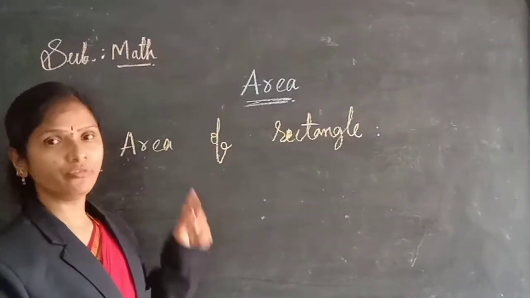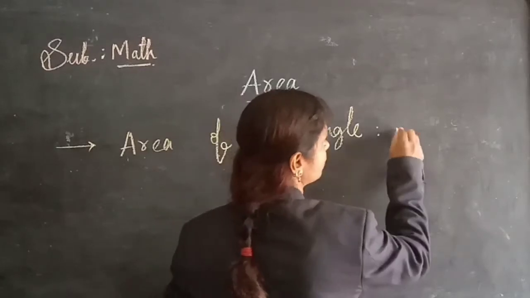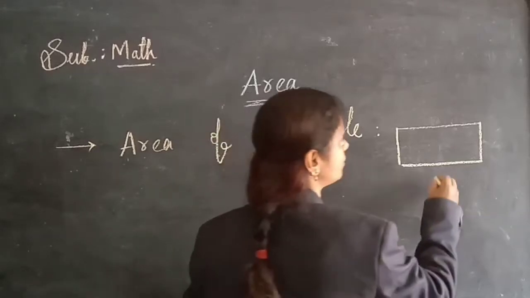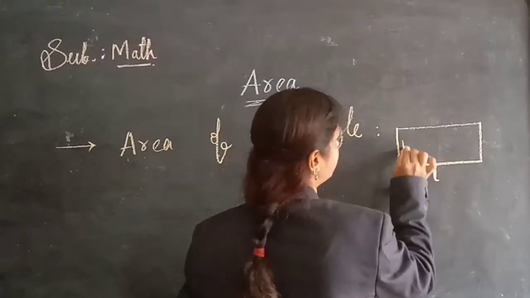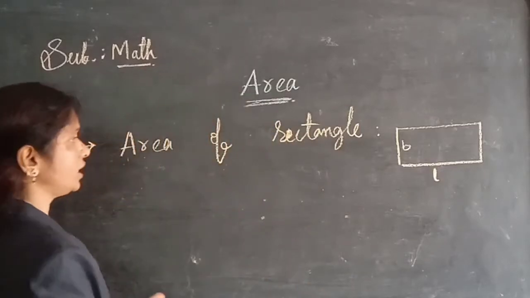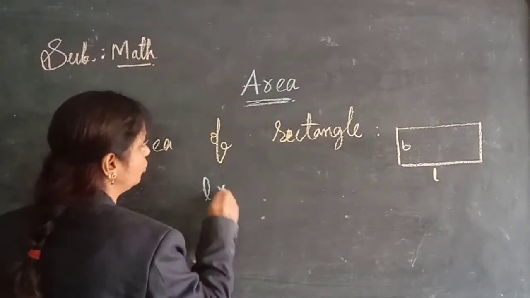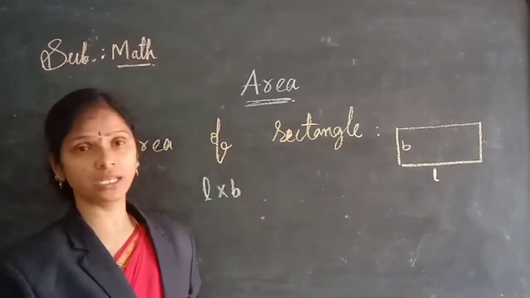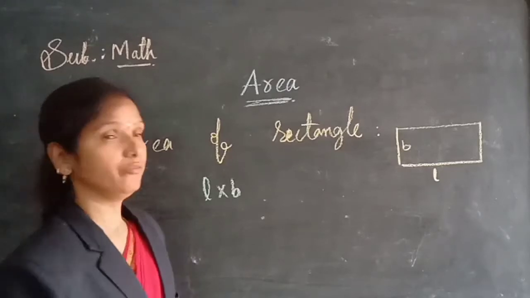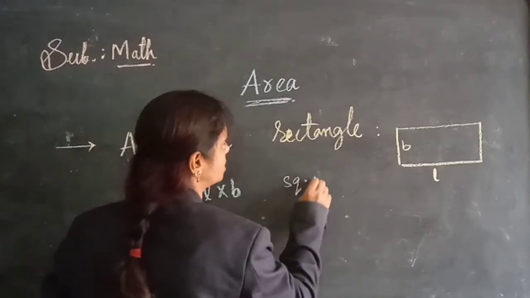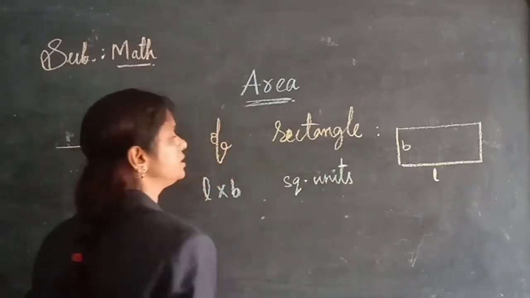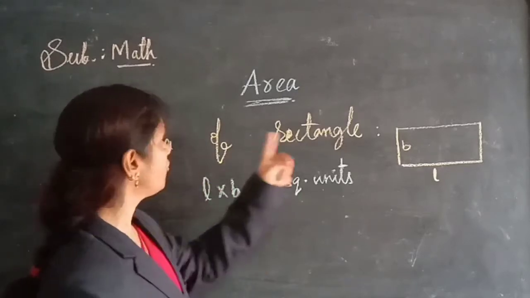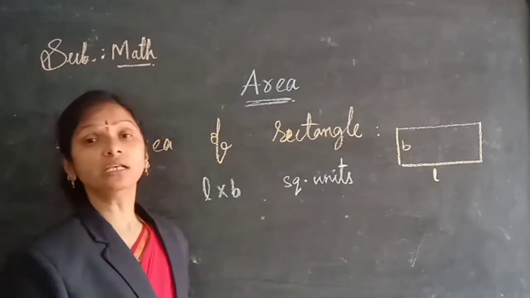Now children, area of a rectangle. Everyone knows the shape of the rectangle. This is the shape of the rectangle. So for the area of the rectangle, what measurements will we take here? Length and breadth. So what is the formula for the area of the rectangle here? Length into breadth. And what are the measures for the area of a rectangle or any object? We are taking square units. These are the measures for the areas of an object, square units. So area of a rectangle is length into breadth, square units.